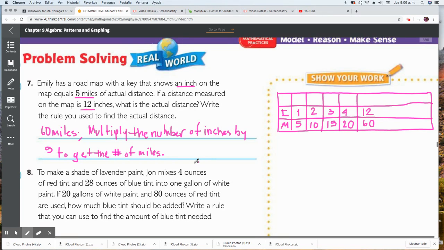So that's number 7. Very easy. Just create a table, find the relationship between the pairs of numbers, and find a rule, and that's it. We're going to do the same thing for number 8.